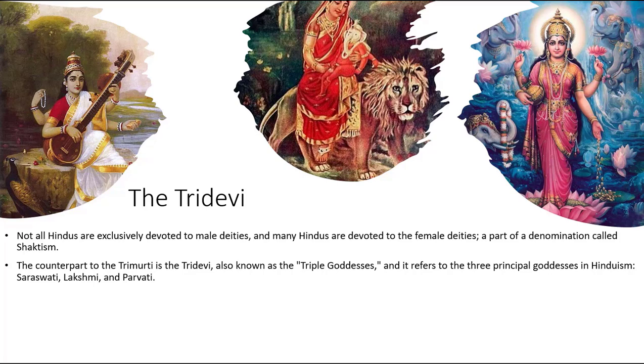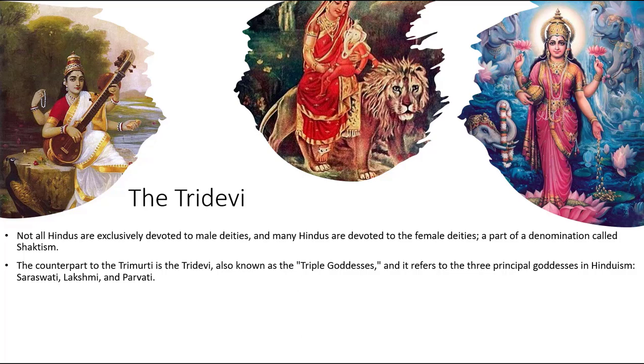So the Tridevis represent kind of the counterparts. Well, not the counterparts, that's not the right term. Not the counterparts, but the complements. They're complements to the Trimurti, that's the better word here than counterparts. I need to change that. They represent the complements to the Trimurti because they are known as the triple goddesses and are referred to as the principal deities of Hinduism. They're also married; they're the consorts of the three gods ahead, Brahma, Vishnu, and Shiva, respectively.